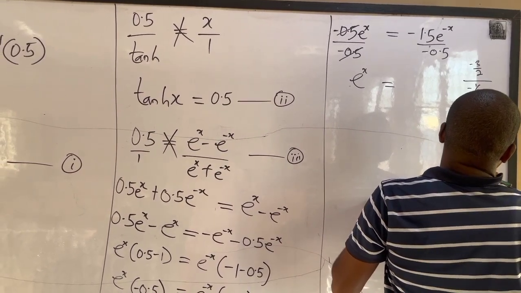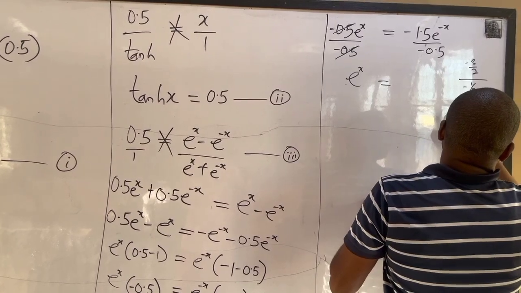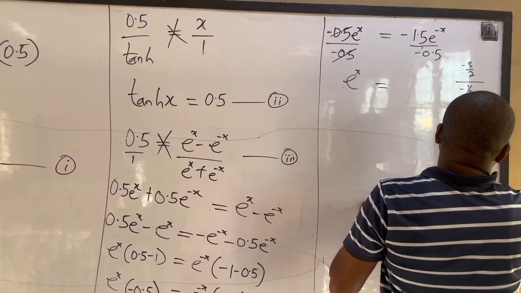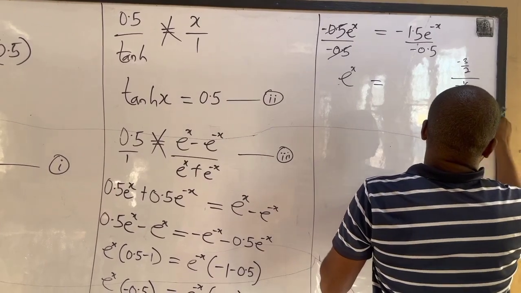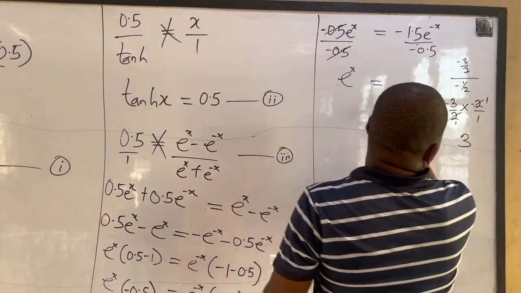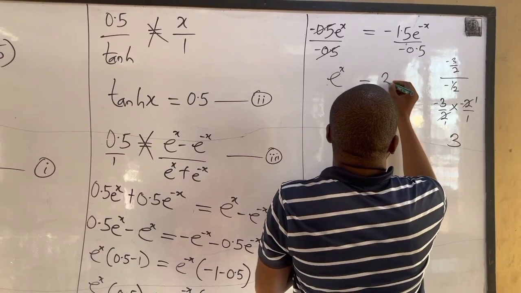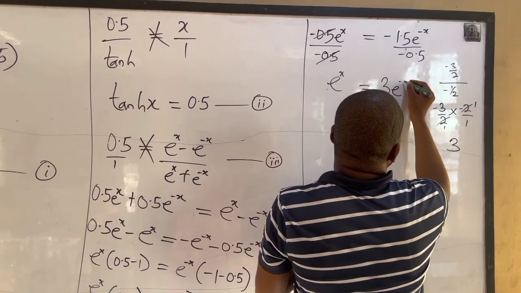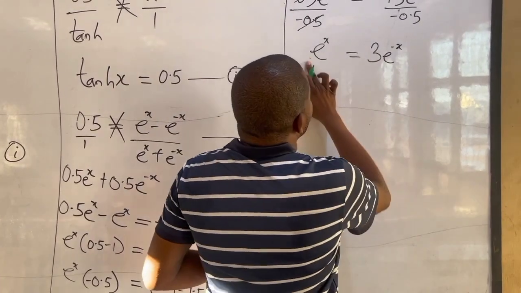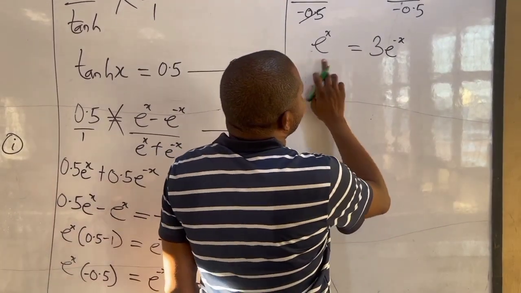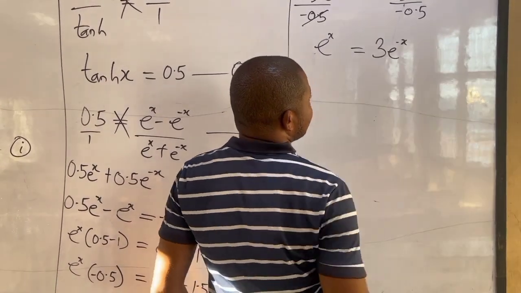We have this. Now 2 will cancel 2. I'm left with minus 3 times minus 1 over 1 times 1, which is what? 3. Minus 3 times minus 1 will give me 3. Which means I'm going to have here 3 exponent negative x. So here we have e exponent x is equal to 3 e exponent negative x.